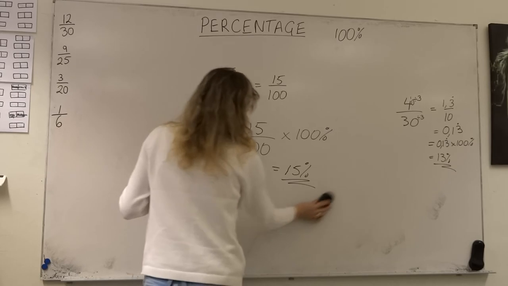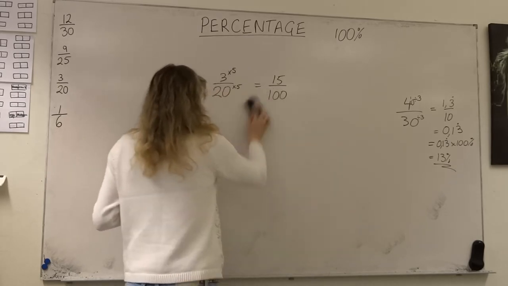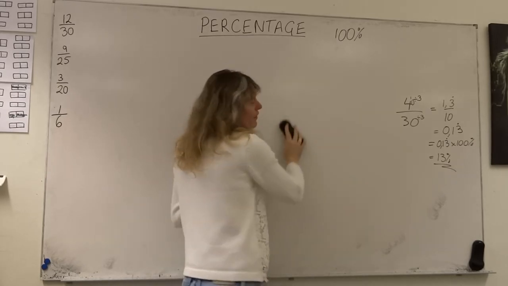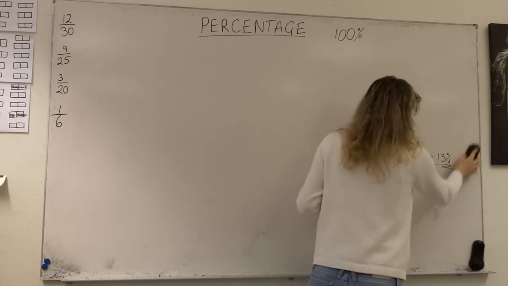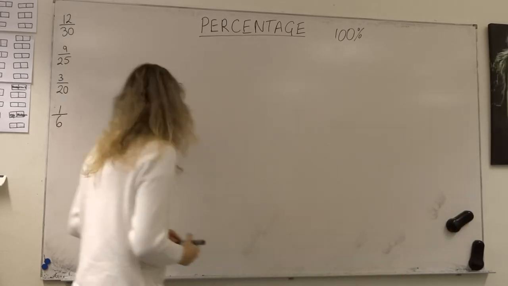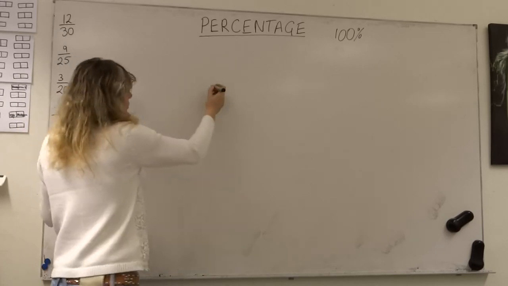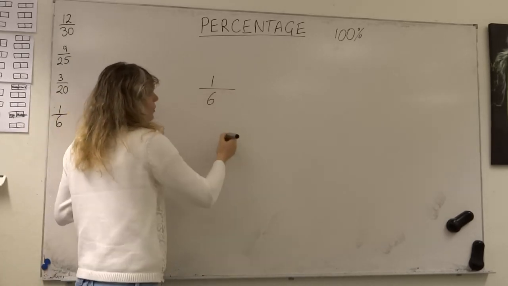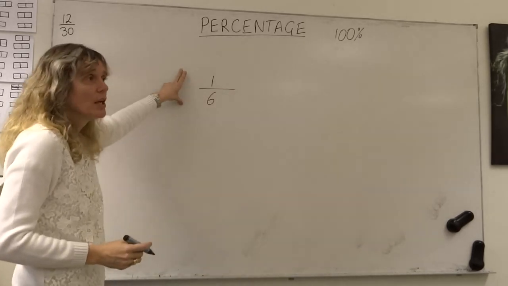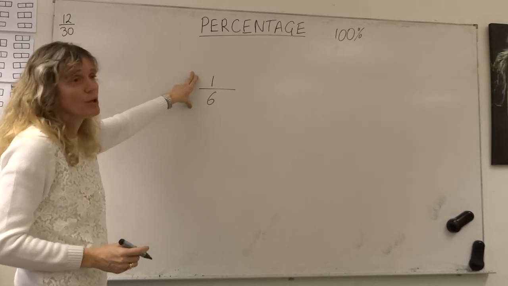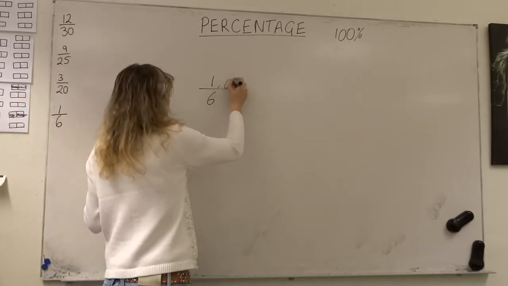Okay, and then we have our last one. What do we do then when you can't simplify the fractions to get a 10 or 100 or 1,000 on the bottom? Well, that's quite easy as well, as long as you remember the rule that any fraction can be converted to any decimal by just doing the division.